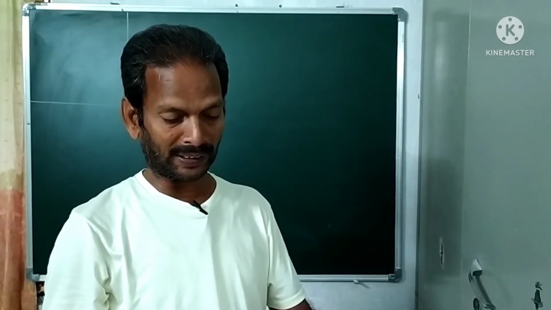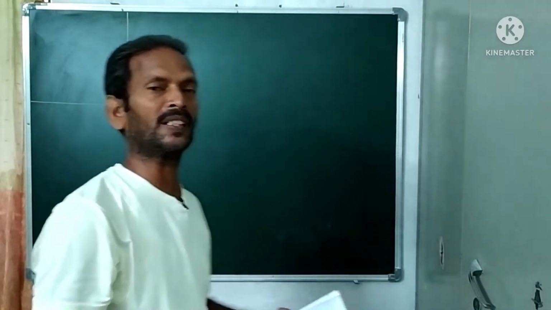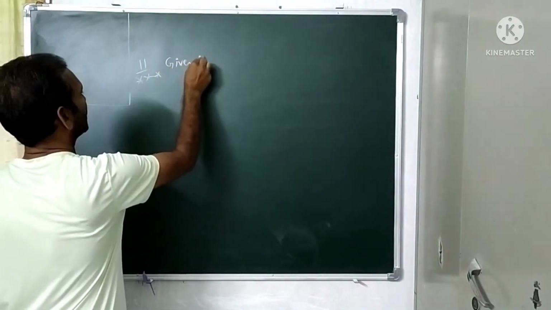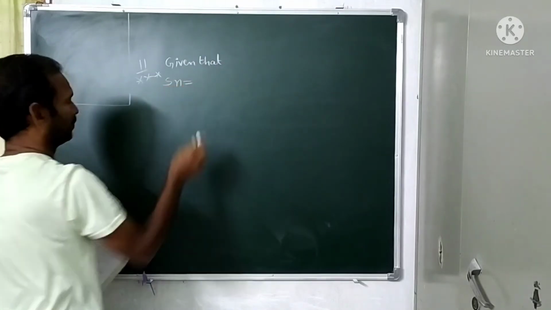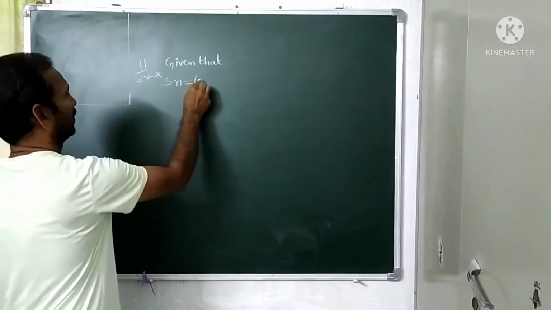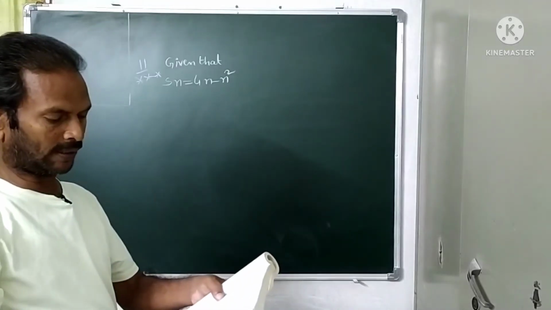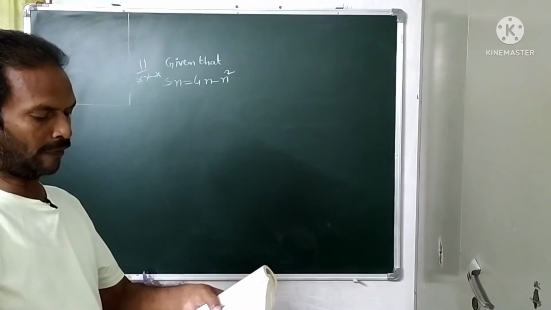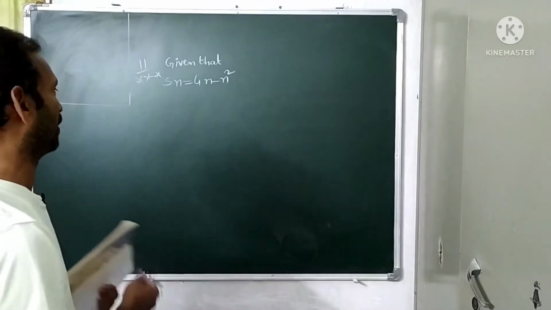In the previous problem the nth term was given. In this problem the sum of n terms is given. Sn is given. That is the difference. What is given? Sn is equal to 4n minus n square. So what do they ask you to calculate? The first term, the sum of the first two terms, the second term, the third term, like that.